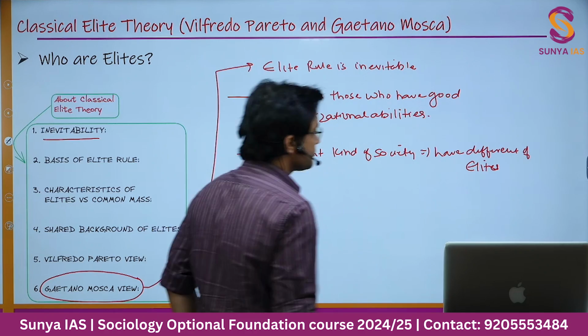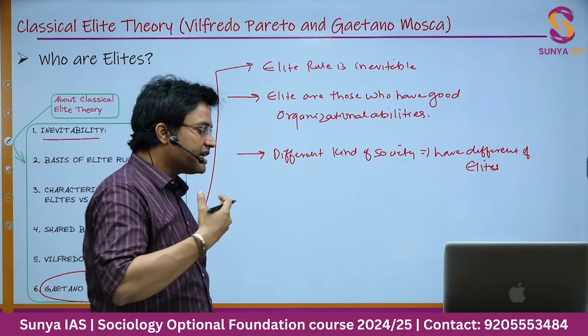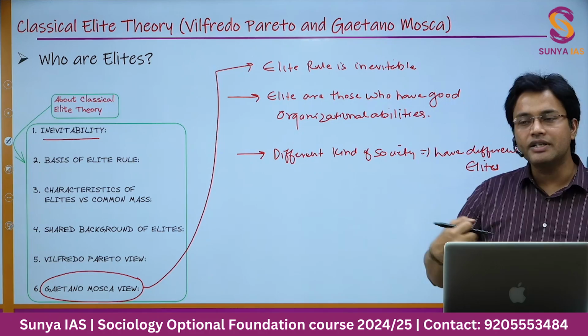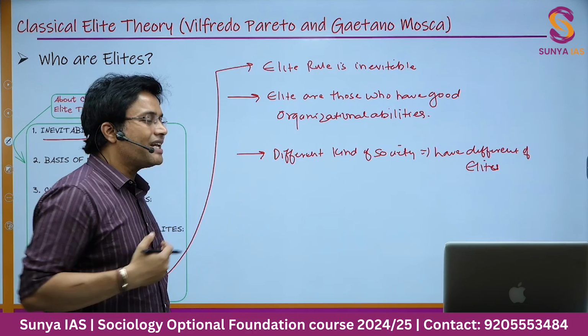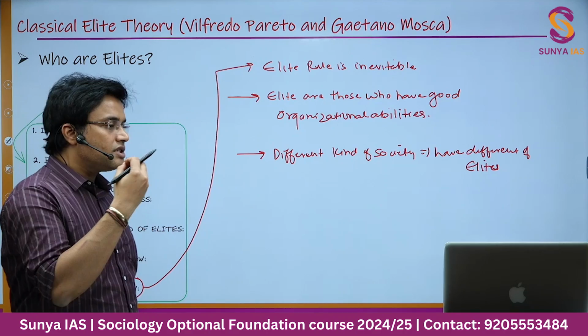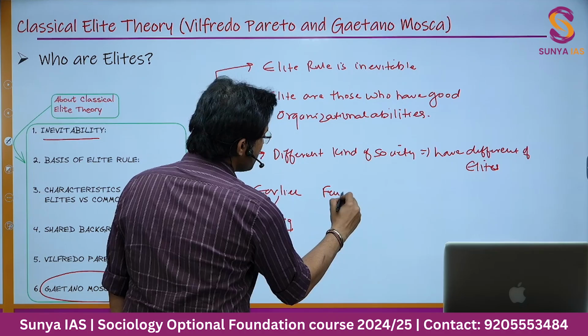Just like if you have a very primitive society, the people who have very good hunting skills can kill the animals and thus feed the whole tribe, their own community members. So those who have very good hunting skills are elites, right? Then later, in a feudal society, people who have lands are considered elites.